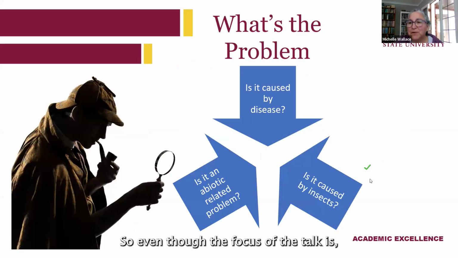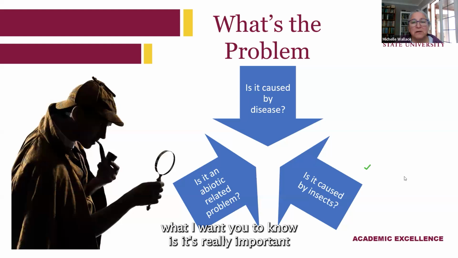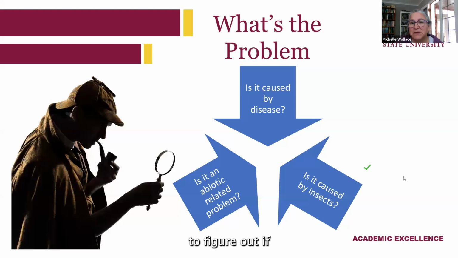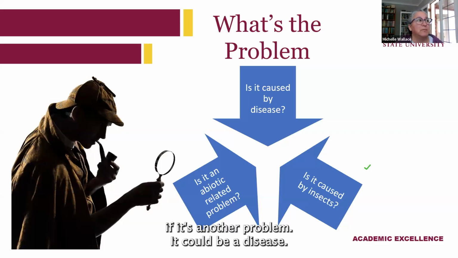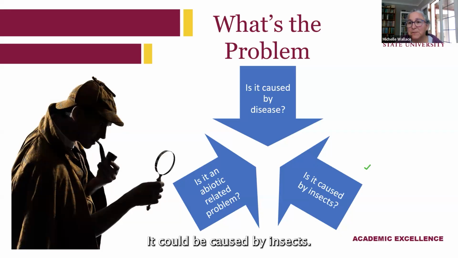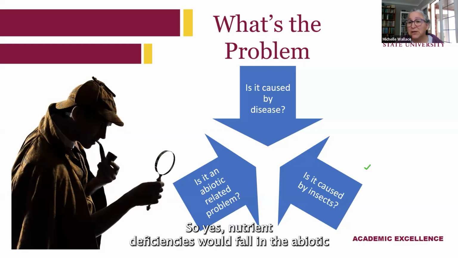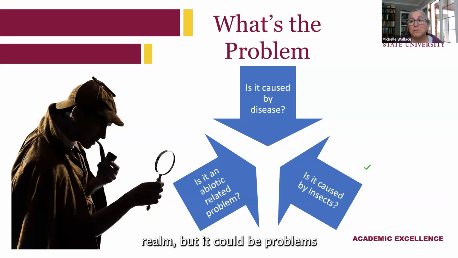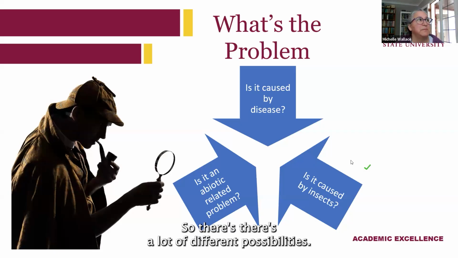So even though the focus of the talk is nutrient deficiencies, what I want you to know is it's really important to figure out if it's another problem. It could be a disease, it could be caused by insects, it could be abiotic related, and that means non-biological. So yes, nutrient deficiencies would fall in the abiotic realm, but it could be problems caused by other factors like weather. So there's a lot of different possibilities.